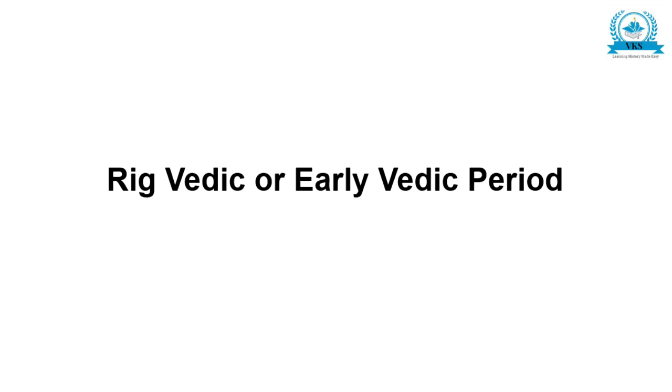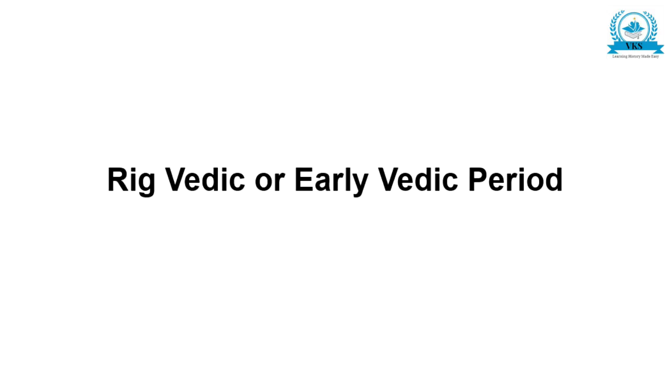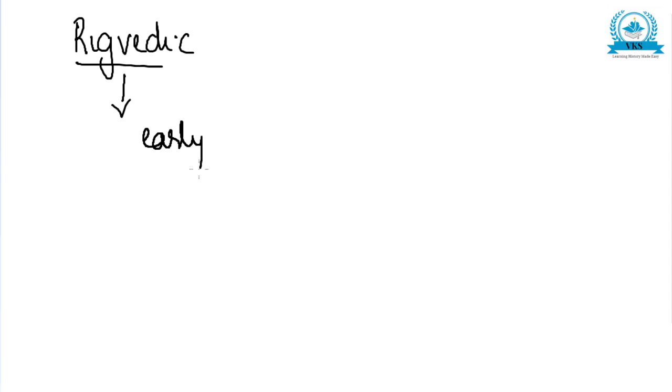Today's video is about the Rig Vedic or Early Vedic period. The Rig Veda is the only source to give us an idea of the geographical expanse of the early Vedic period. If we want to know about it, the only source which gives us information is the Rig Veda.